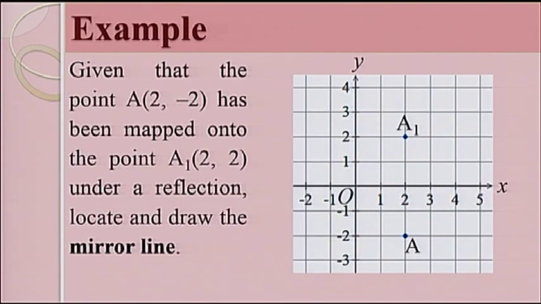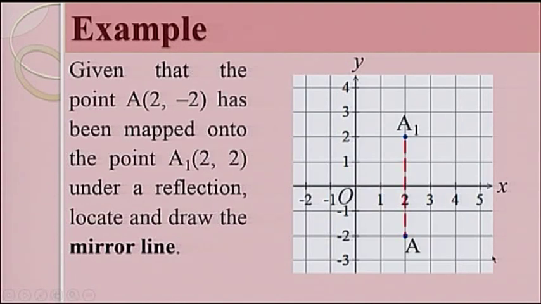Let's see with an example. Now, given that the point A, which is the point (2, -2), you can see it here, that's the point, and this one is the image. So the image is (2, 2). I say it again, the point is (2, -2). Here, it has been mapped onto (2, 2), which is the image, okay? So you are asked to locate and to draw the mirror line. Well, how do we proceed?